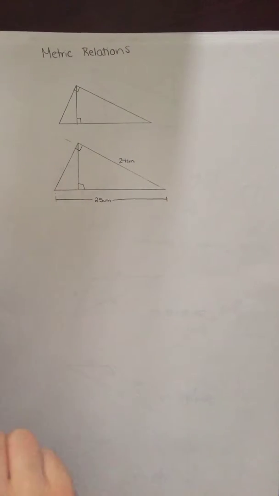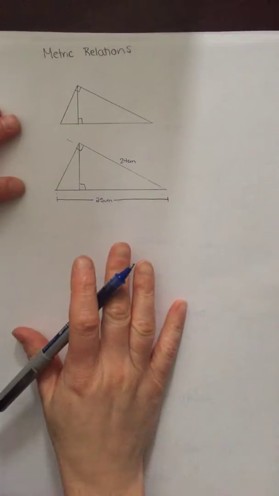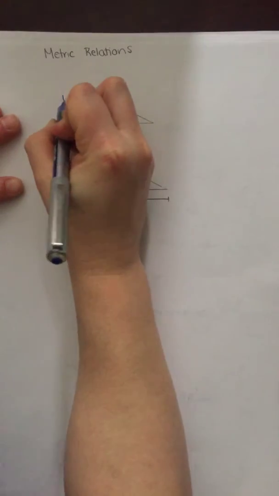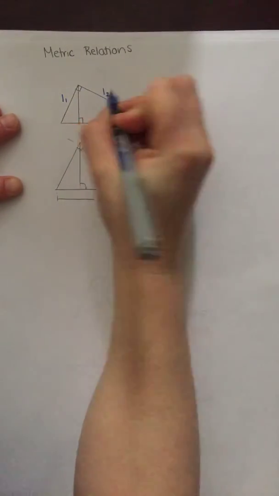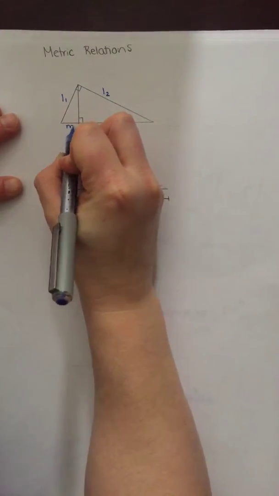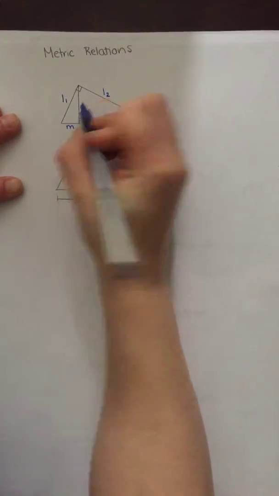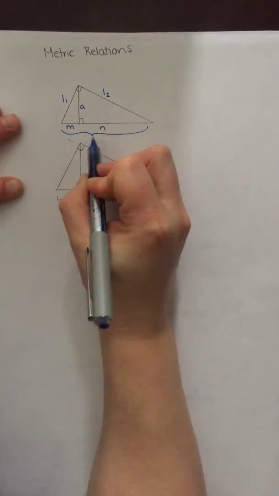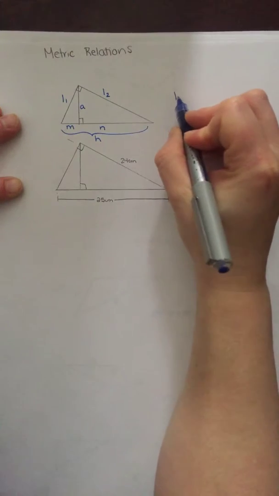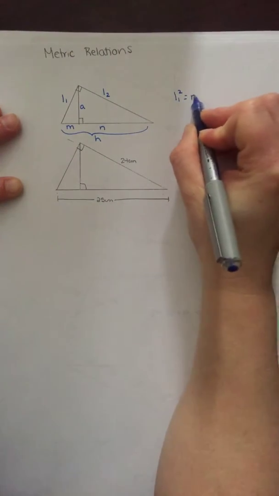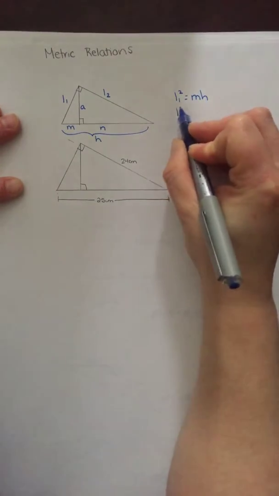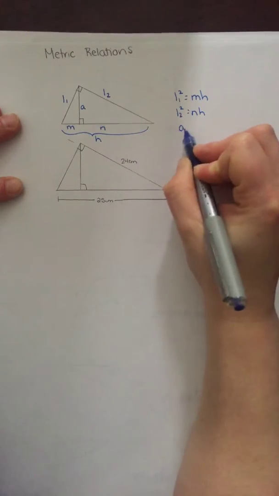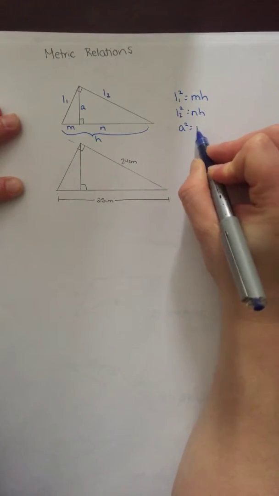When solving metric relations, the first thing we can do is label the triangle. So on this side we have length 1, this side we have length 2, we have our M, our N, our A, and the whole length here is H. And so we have different formulas that we can use. And these are the different formulas that we're going to use.